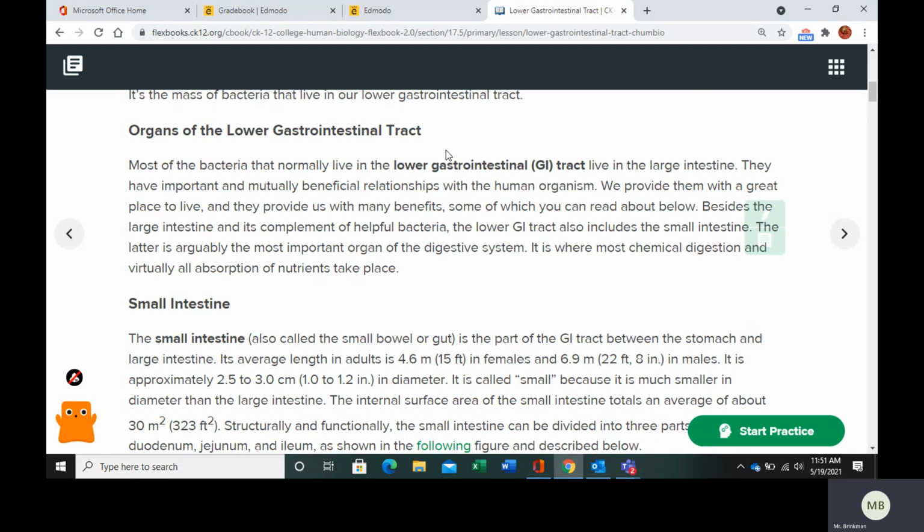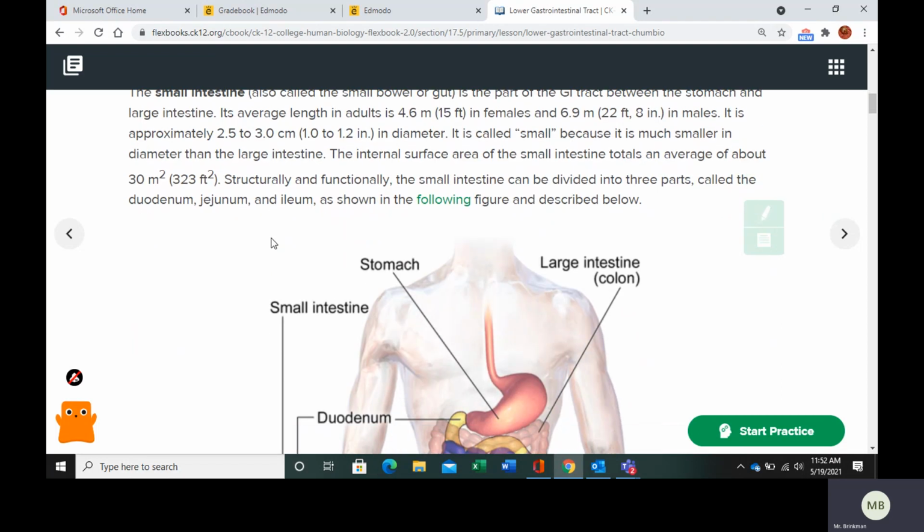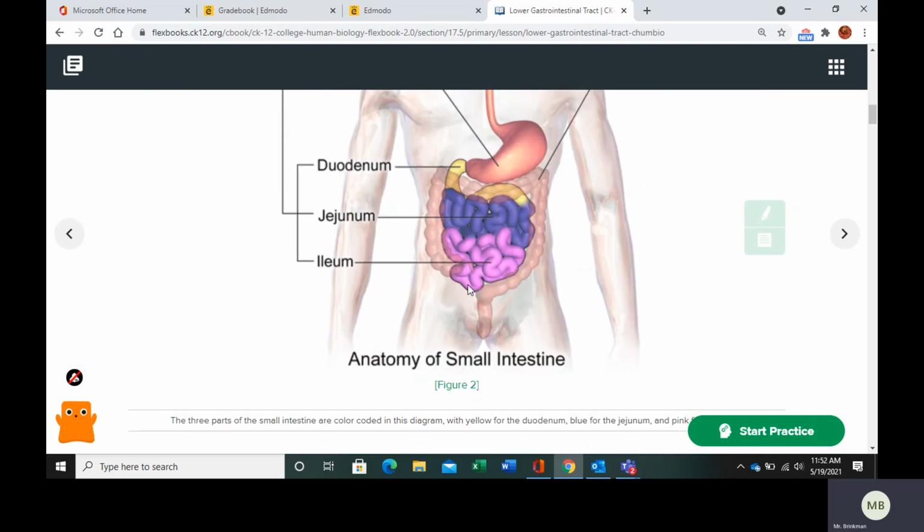So in our lower GI tract, one of the organs is the large intestine, and we have a lot of bacteria in there, but they're helpful bacteria that help us digest things. So the small intestine is part of the GI tract between the stomach and the large intestine. It is called small because it is much smaller in diameter than the large intestine. All right. Structurally and functionally, we can divide the small intestine into three parts: the duodenum, the jejunum, and the ileum. So here they are in picture form.